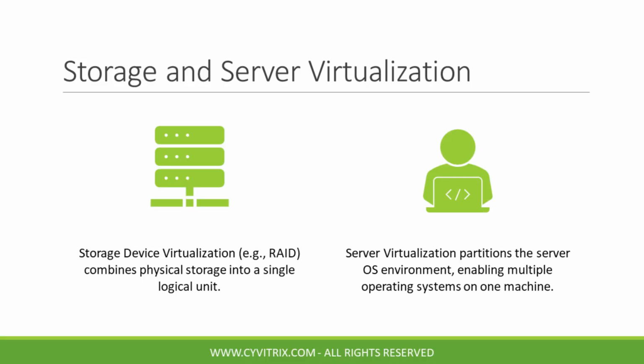Further, virtualization can occur at various levels, including storage device virtualization, e.g. RAID, where multiple physical storage devices are combined into a single logical unit, and file system virtualization, which abstracts data at the file system level to facilitate better sharing and protection of information. Server virtualization enables the partitioning of the server's operating system environment, allowing the server to run multiple operating systems. Fabric virtualization involves abstracting storage and network devices to create vast resource pools that different virtual machines can utilize.